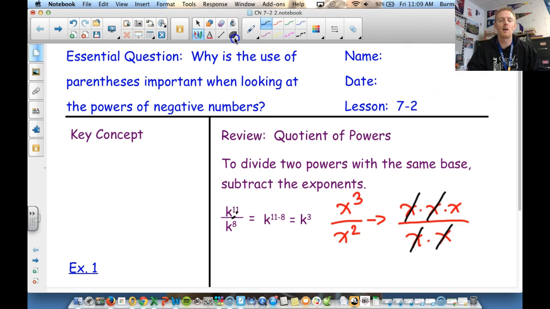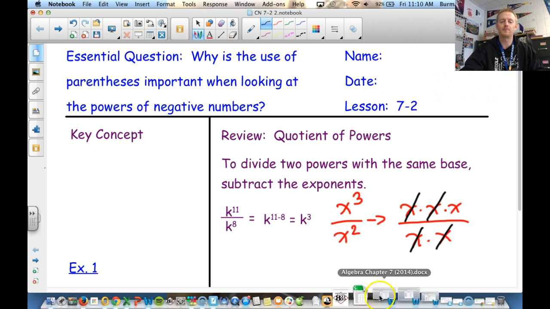So the same thing happens over here. You could draw out 11 k's over 8 k's, but if we just notice this pattern, understand that's the reason why we subtract, then we're good. Alright, so let's move forward.